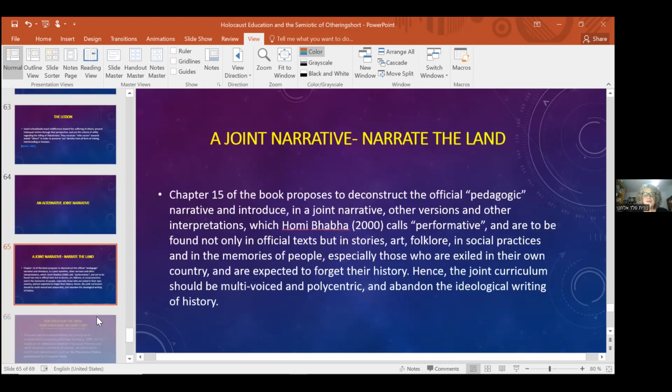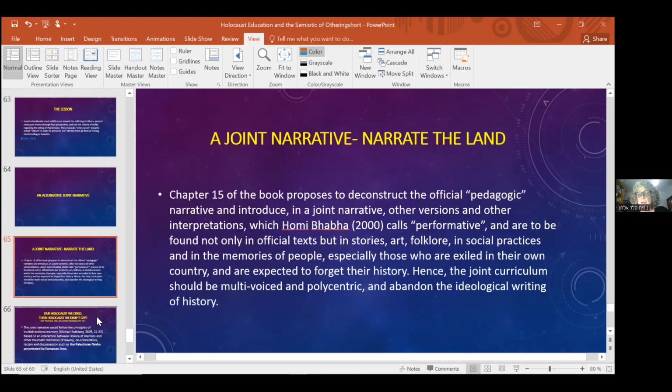In the last chapter of the book, I propose to deconstruct the official pedagogic narrative and introduce in a joint narrative, Arab, Hebrew, other versions and other interpretation, which Homi Bhabha calls performative, and are to be found not only in official texts, but in stories, art, folklore, social practices, and in the memories of people, especially those who are exiled in their own country and are expected to forget their history. Hence, the joint curriculum should be multi-voiced, polycentric, and abandon the ideological writing of history.